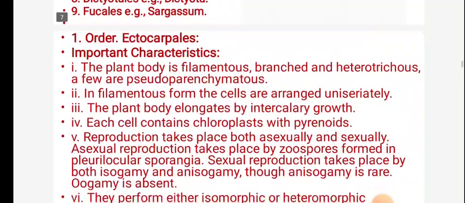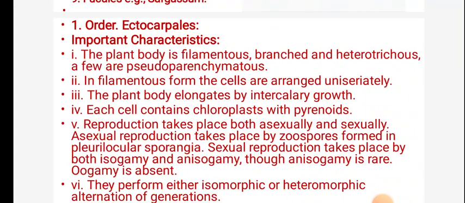Then order Ectocarpales shows the important character as the plant body filamentous, branched, and heterotrichous. Few members are pseudoparenchymatous. Pseudo means false parenchyma-like cells. The filaments form cells which are arranged uniseriately. The plant body elongates by intercalary growth. Each cell contains chloroplasts with pyrenoids. This is the one differentiating character.